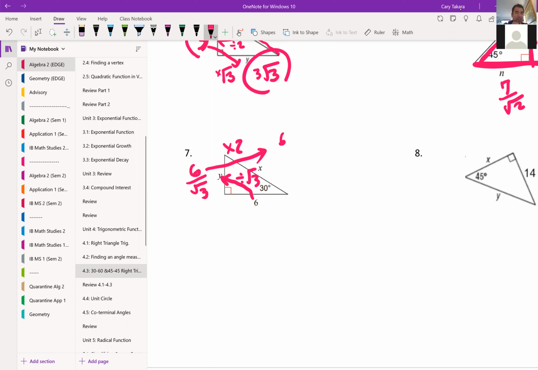So the answer will be 6 divided by square root of 3 times that by 2, whatever that is. Let's figure out. 6 divided by square root of 2, enter, times that by 2. So it will be 8.5.